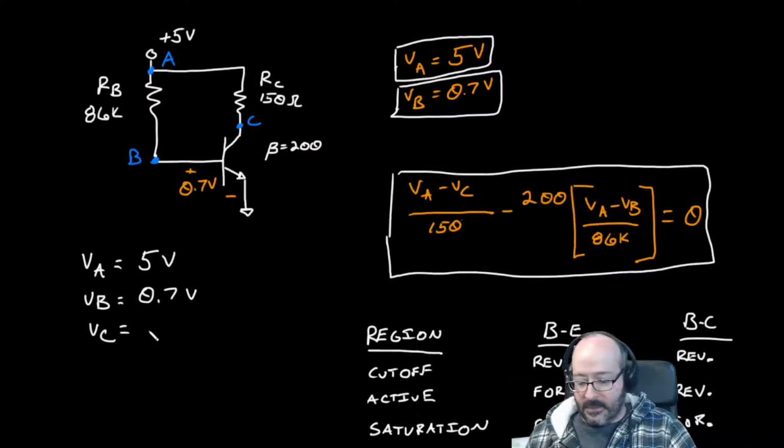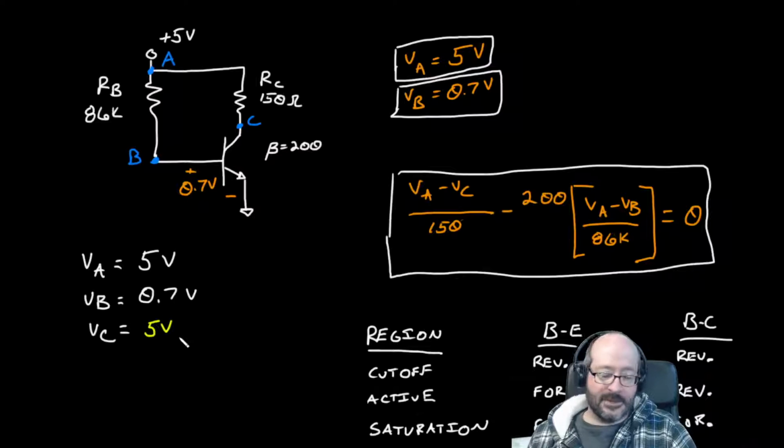So we want it to be about 5 volts. In some cases, it's going to be close, but not perfect. All right, so we have to consider what changes we can make to make that happen.